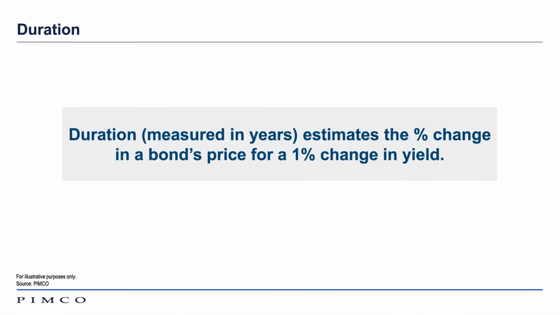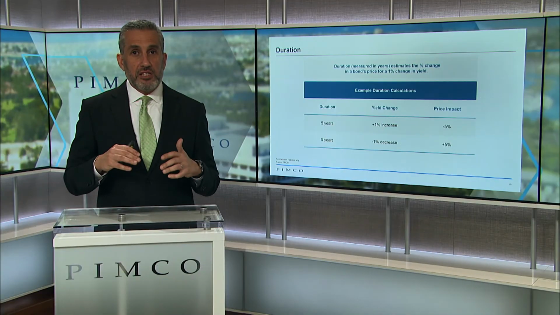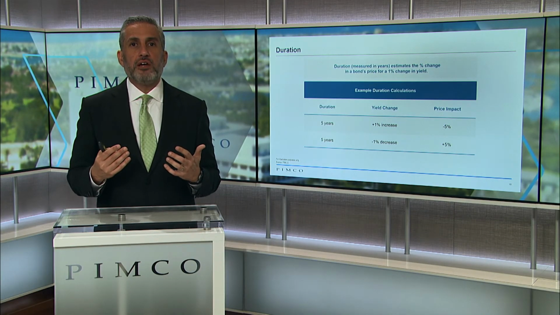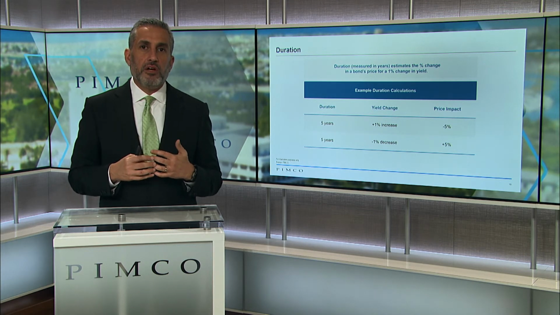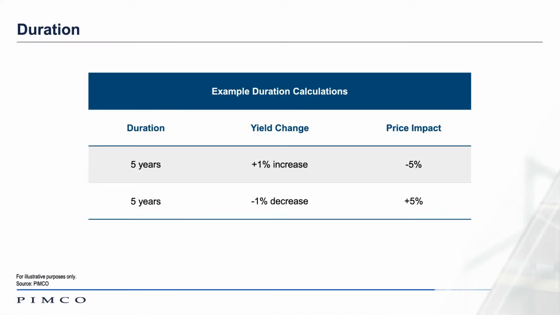Duration is a term that is used to measure the strength of this relationship. Duration, measured in years, estimates the percentage change in a bond's price for a 1% change in yield. This is an important measure of risk that is often prominently featured on fund fact sheets. Note here, for example, a bond with a duration of 5. If interest rates were to fall by 1%, this bond would go up in value by 5%.